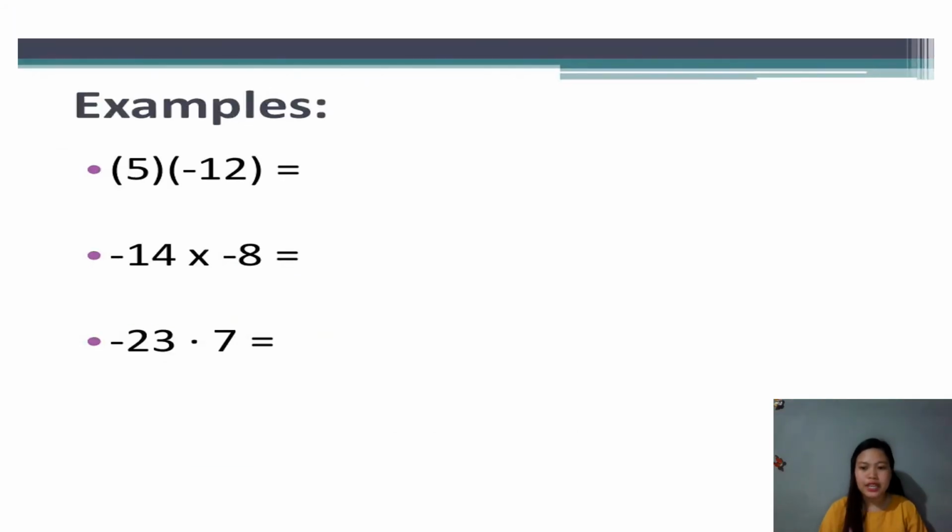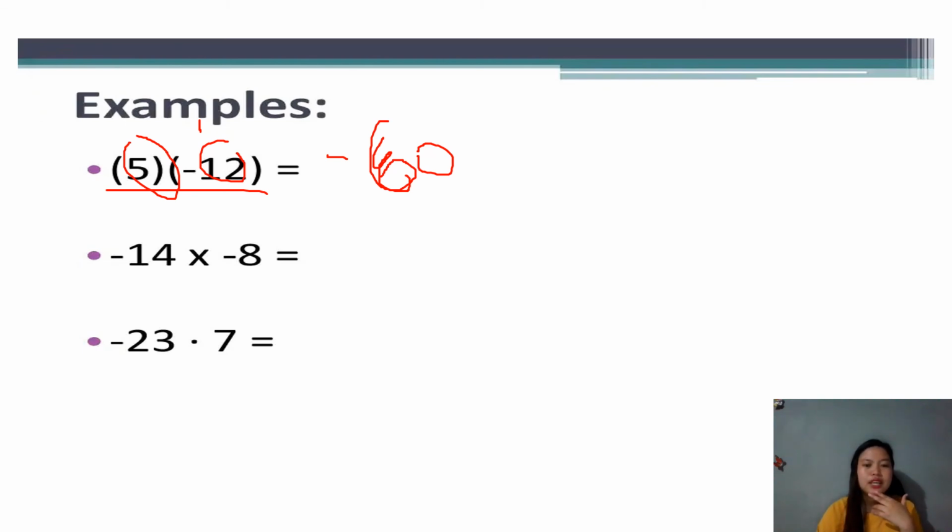Okay, let's have an example. So we have here 5 times negative 12. Okay, ang ato answer is different sign man siya, so that's negative. And we will multiply now 5 and 12. So pila man? 12 times 5, 2 times 5, that's 10. Carry 1. 5, 6, that's 60. So that's negative. I'm sorry guys, that's negative 60. Sakto ba? 5 times 2, 10, carry 1, 5, 6.